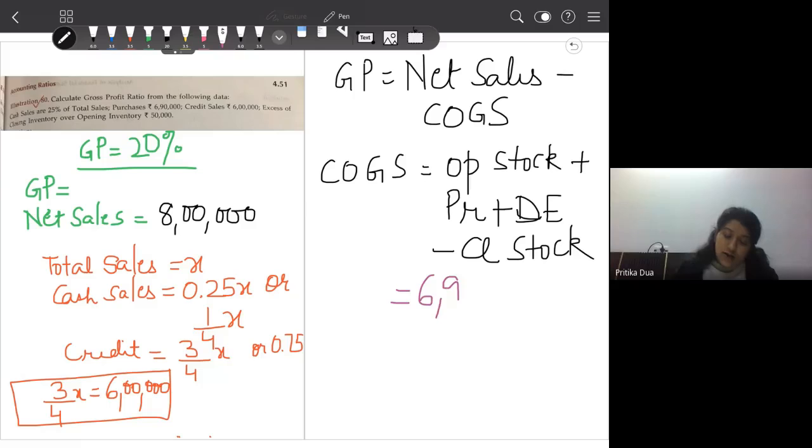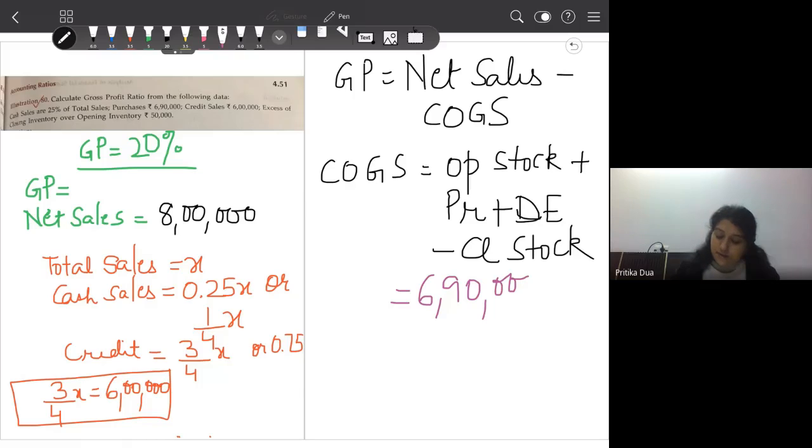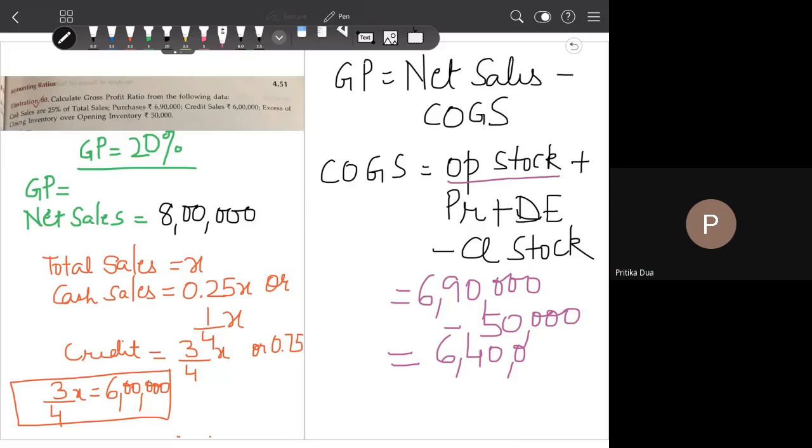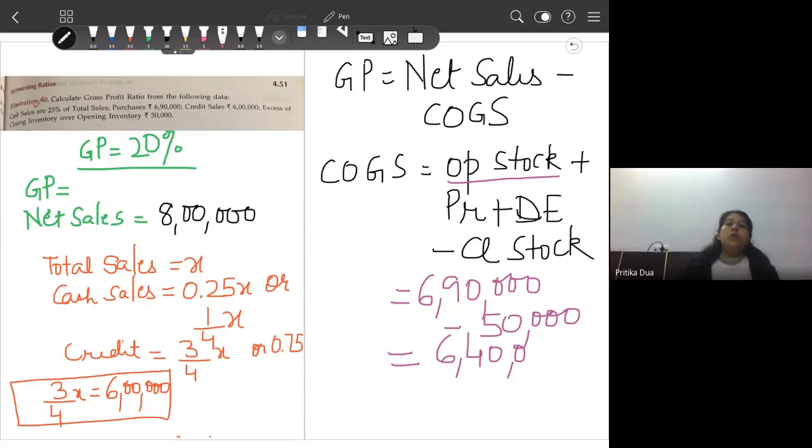Now what you are given is that the purchases are 6,90,000, excess of closing stock over opening stock, that is closing minus opening, is 50,000, while in the formula we need opening minus closing, so signs will be reversed, and you're getting 6,40,000 as the cost of goods sold. Please understand this step. In your formula you need opening minus closing, the question gave closing minus opening, so I reversed it there. -50,000 now we will take.